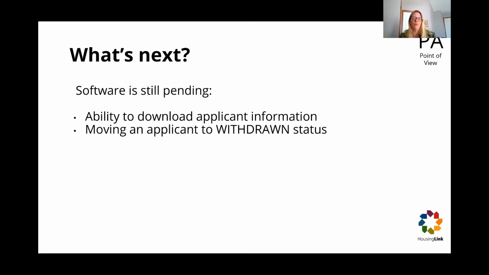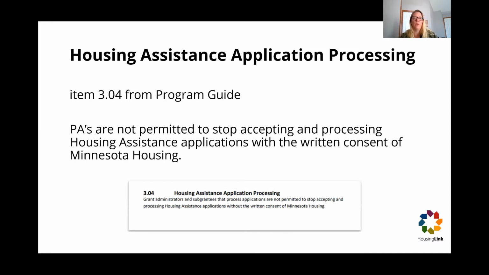And then also moving an applicant to withdrawn status. Right now, we don't have the ability to mark someone as withdrawn, and that too should be hopefully available by early next week at the latest. There are households that, as you reach out, are not responsive or found a different way to pay their bill because it's been a period of time, and so you'll want to be able to mark them as withdrawn.